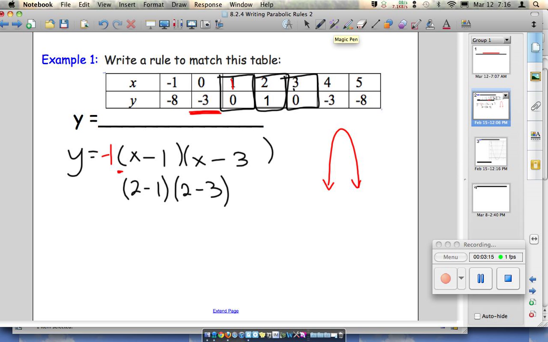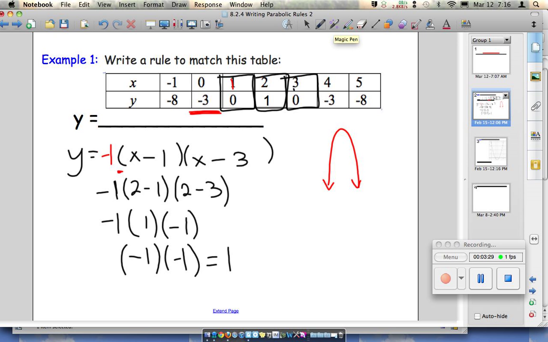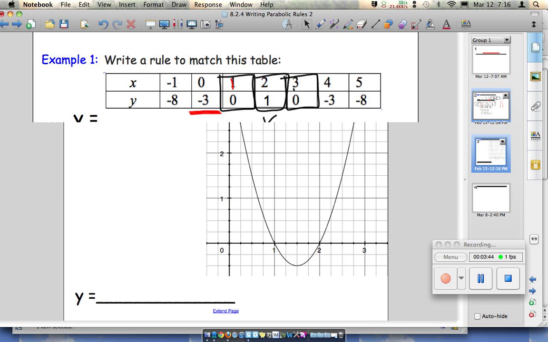I want to include my a value, so negative 1 up front. And it looks like negative 1 times 1 times negative 1. Negative 1 times 1 is negative 1, times negative 1 is 1. So it looks like my rule does work, because it works for the fourth point, 2, 1. So this is my rule for this table. Let's take a look at another example with the graph, and let's walk through the process involving a.